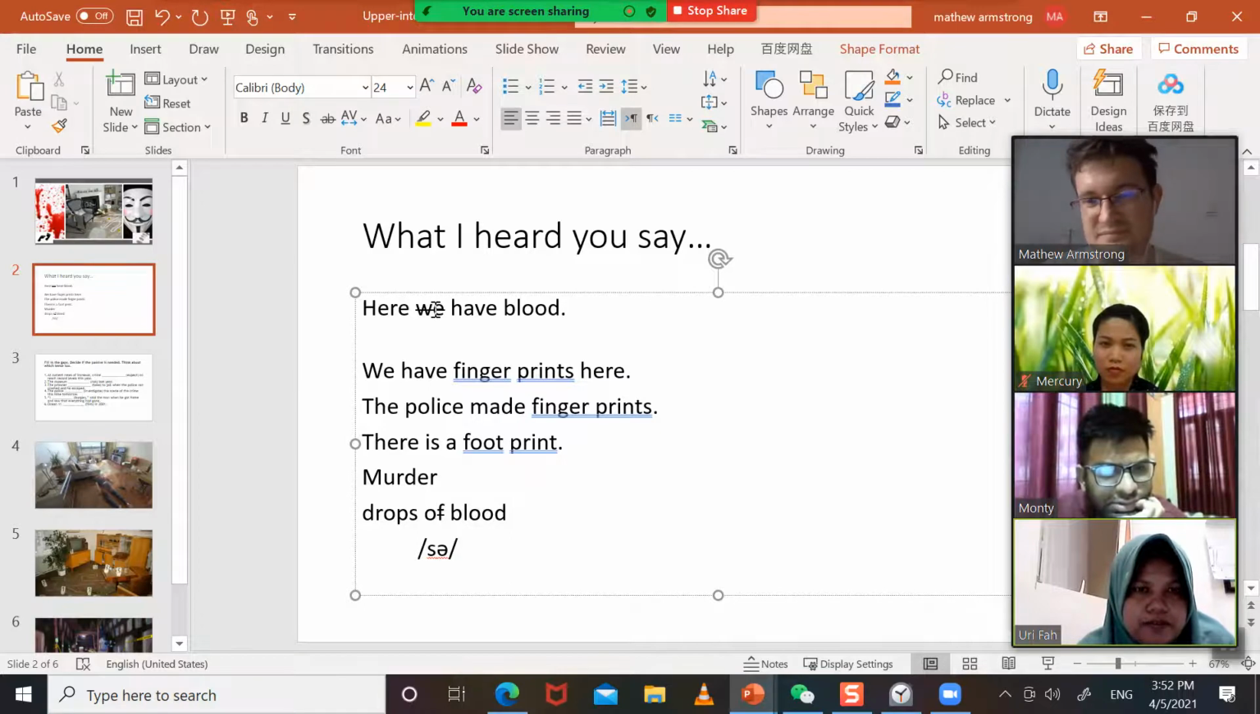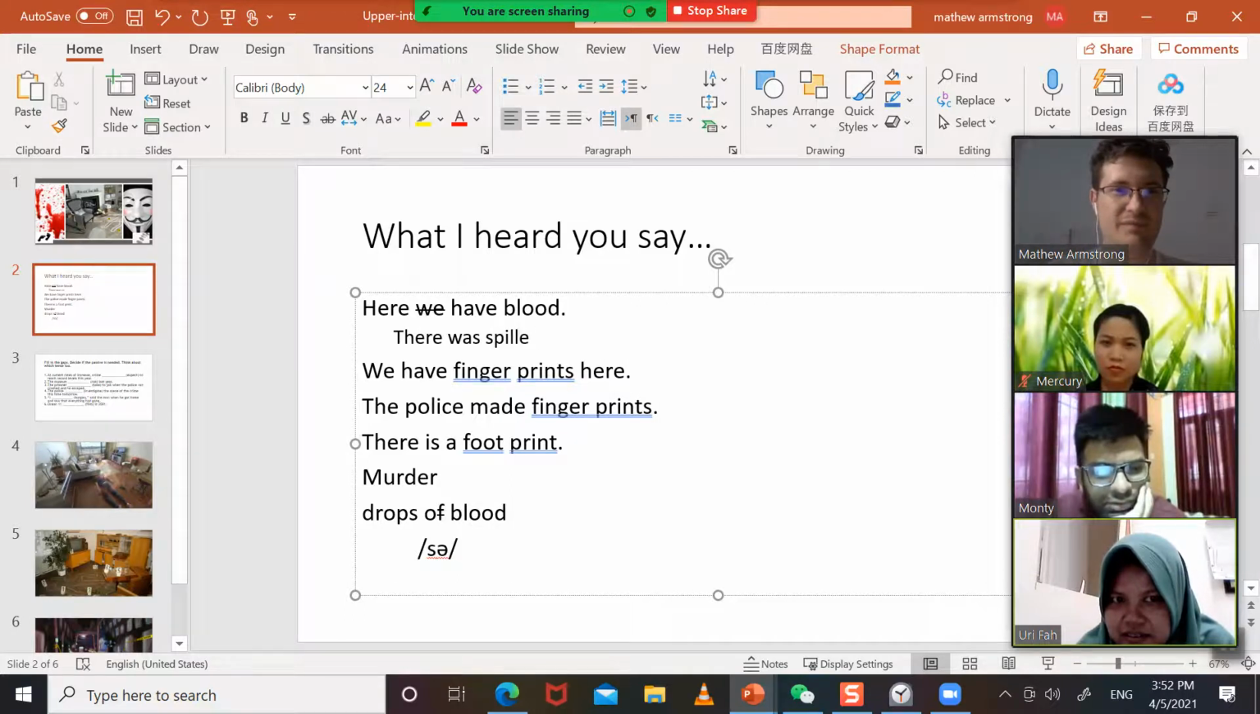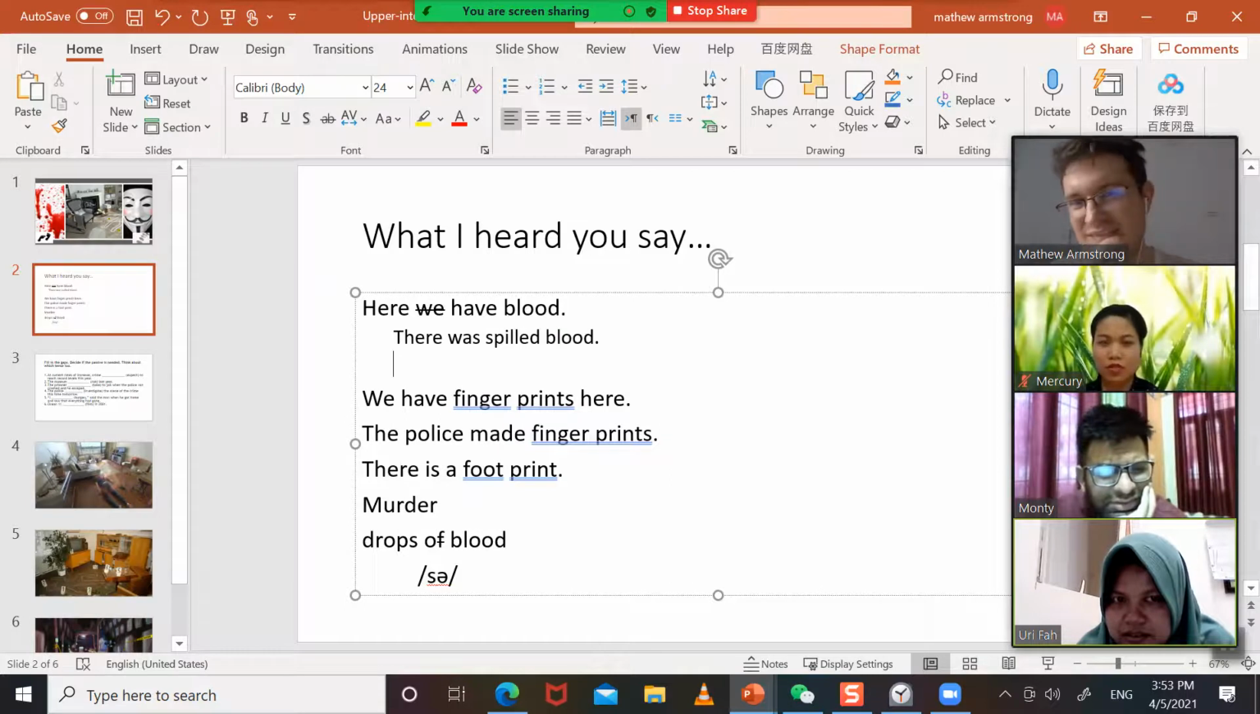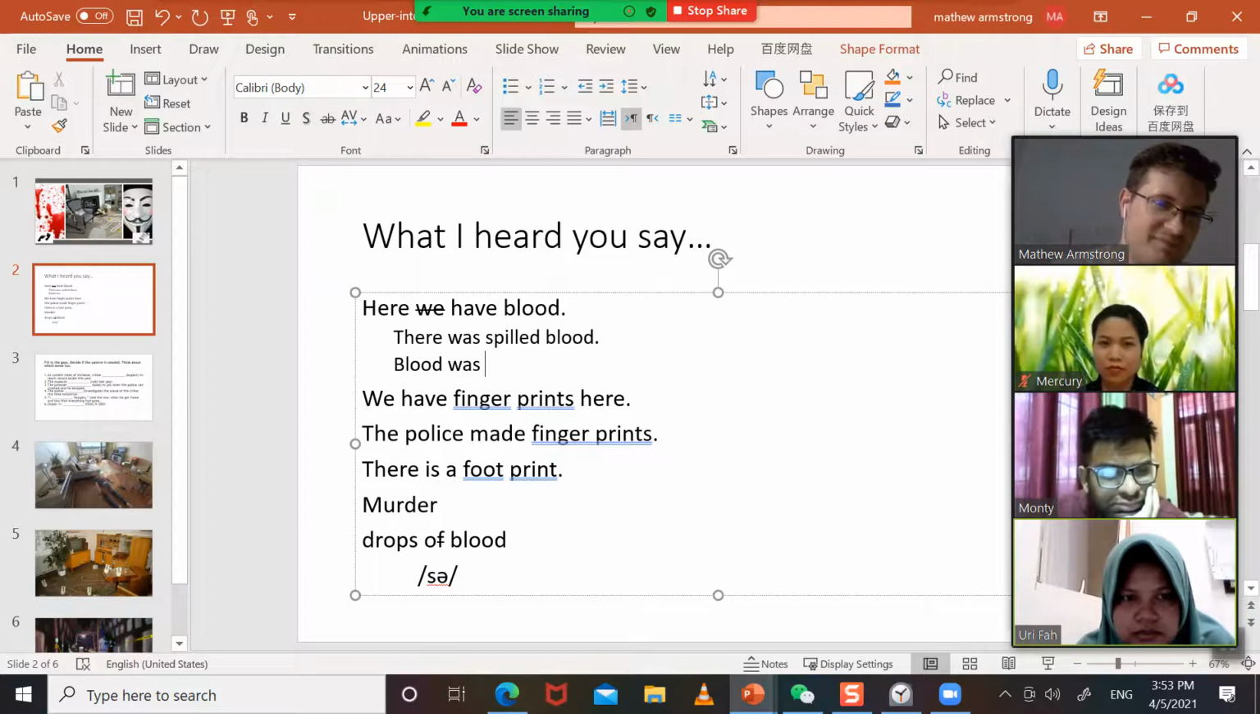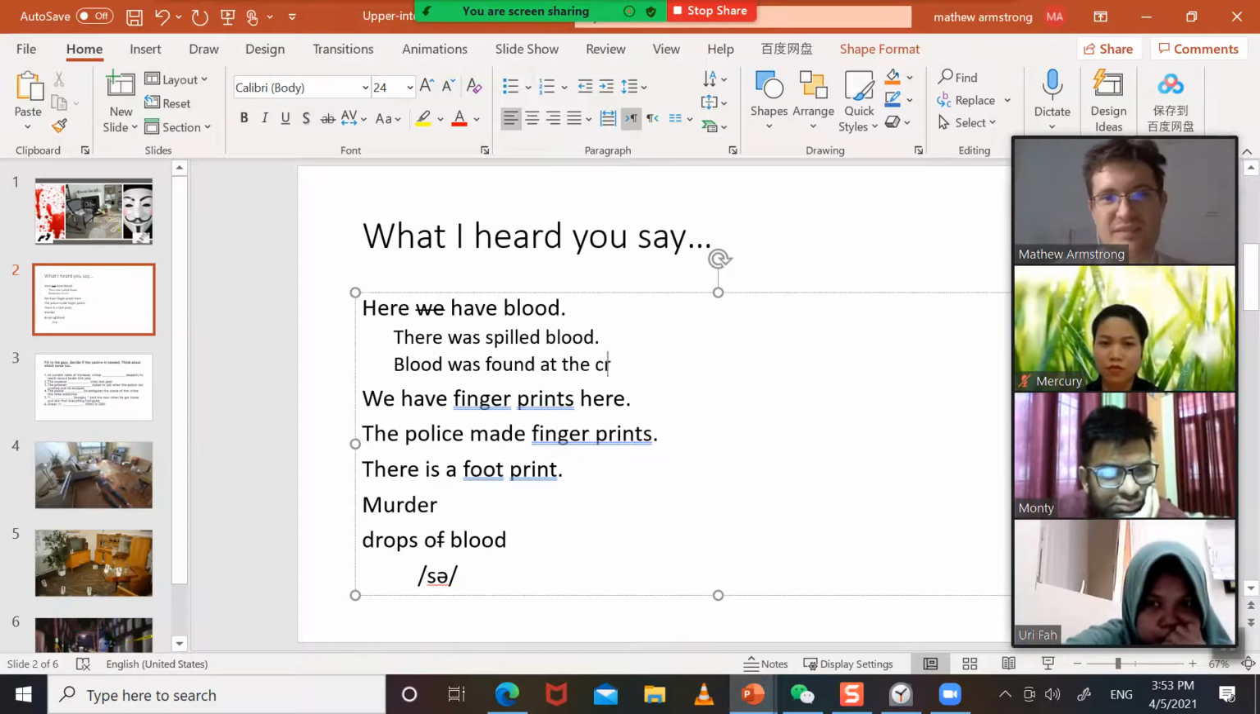There was spilled blood. Right, okay. There's one other way we can write this. Drop of blood on the wall or the floor. Yeah, the blood found. So the crime scene, yeah. We find things there and we can describe this crime scene, right? So we don't need to say that we did it, okay?